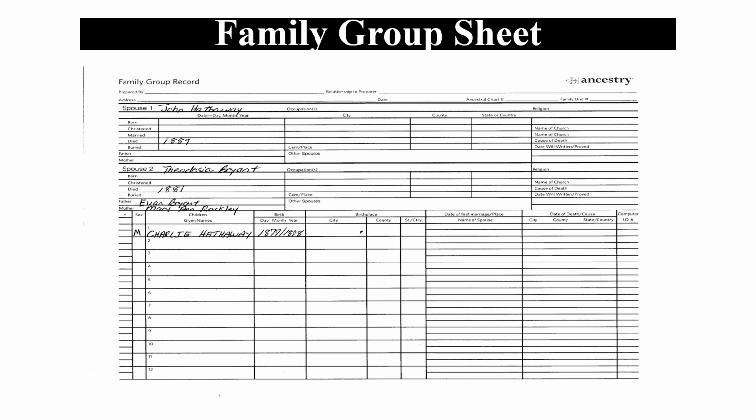and she married John Hathaway, and you can see Theodosia died first. Theodosia died in 1881, and John lived into 1889. They had one child, Charlie Hathaway, and he was born in 1877 or 1878. Now, why would I keep this chart? Well, I'm descended from Charlie. I know that. But what happened is after Theodosia died, John married one of her sisters.